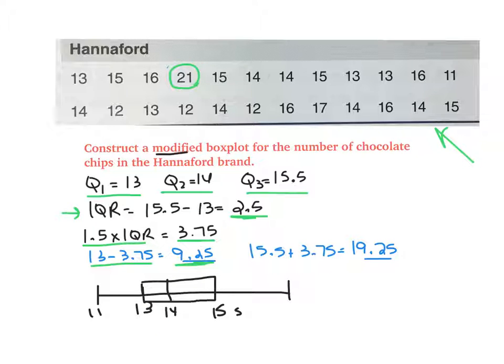The max besides the 21 looks like it's 17. So I'm going to put a 17 here. That's the real true end of the box plot. The outlier is 21. So I'm going to come out here and put 21 as an asterisk. That's the outlier. So that's how you make a box plot with an outlier.